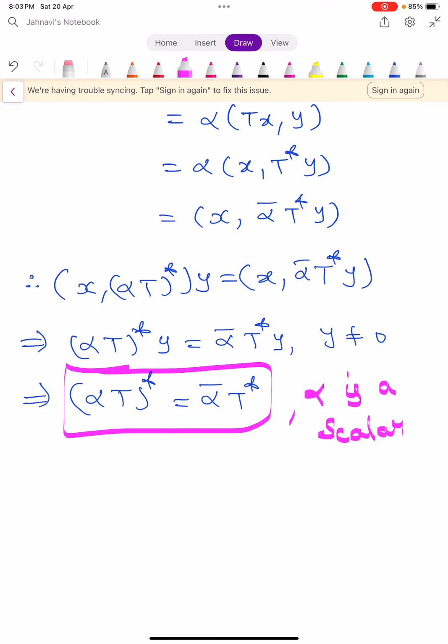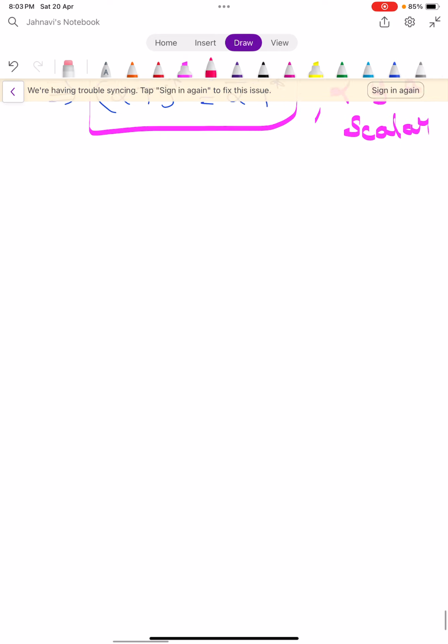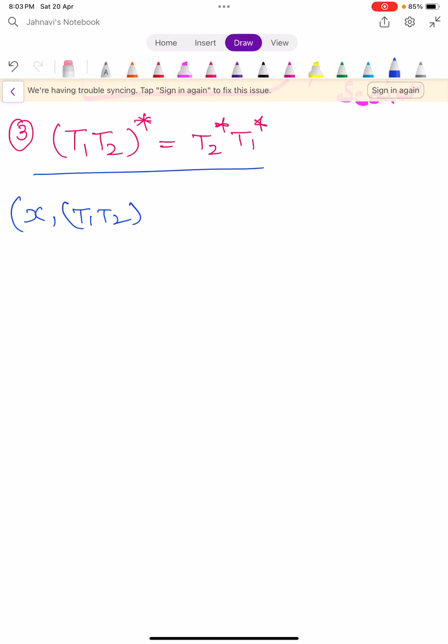Remember that. Now we prove the third property, the third condition: (T1 T2) whole star is equal to T2 star into T1 star. Again, to prove this, let us consider an inner product: the inner product of x comma (T1 T2) whole star of y, which can be simply written as the inner product of T1 T2 x comma y.